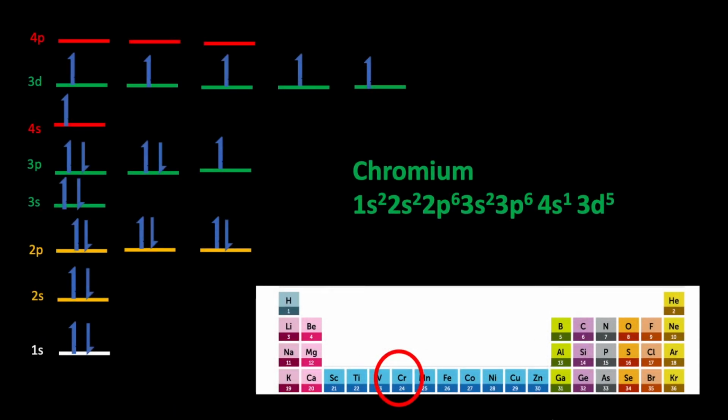Now a couple of odd ones to remember, chromium and copper. Chromium has that electronic configuration. You'd expect it to be 4s2, 3d4. However, chromium likes to be a little bit different and likes half-filled subshells. So it's a half-filled 4s and a half-filled 3d.